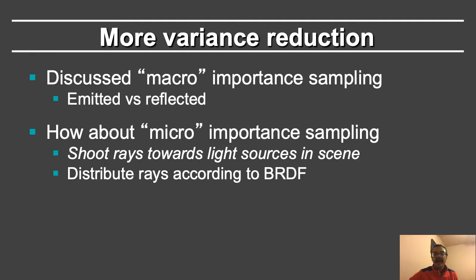We've discussed macro importance sampling, which is emitted versus reflected. We now talk about micro importance sampling. In particular, we seek to shoot rays towards the light sources in the scene, as well as to distribute indirect rays according to the BRDF.